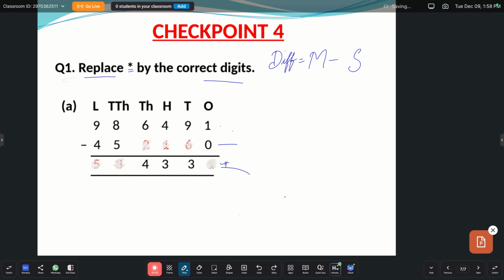Okay, and if we have to find the subtrahend, what will you do there? How can you find the subtrahend? If the subtrahend is not given, you will always remember one thing: you will subtract difference from the minuend. You will always remember this. For finding the subtrahend, you will subtract difference from minuend.